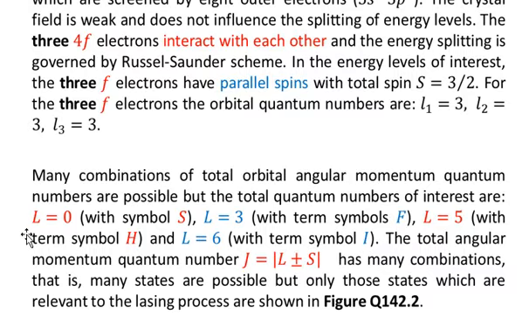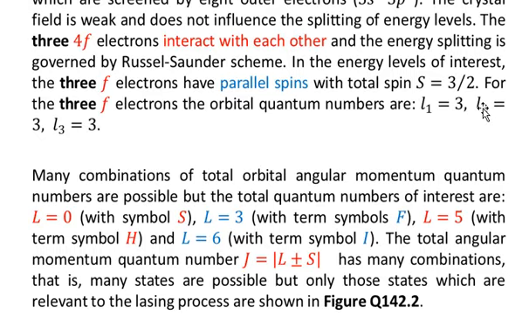Now we have chosen these values: L is equal to 0, L is equal to 3, L is equal to 5, L is equal to 6, because these values are most relevant to our Nd-YAG lasers. So we have ignored the other values and chosen only these.